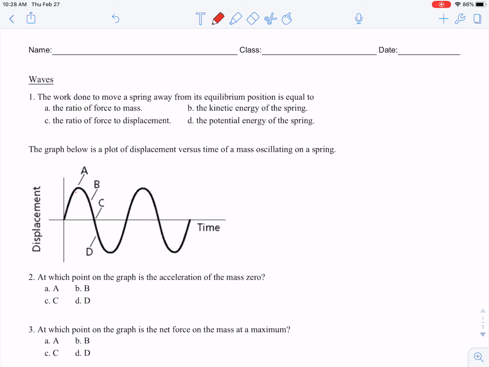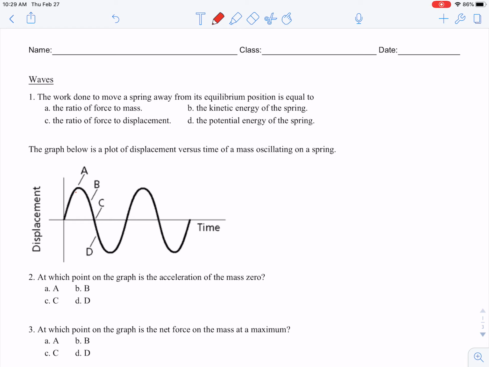All right, let's go back now to the exercises that involve waves. This is the exercise that includes topic 4.1 and topic 4.2. All right, let's start. The work done to move a spring away from its equilibrium position is equal to A, B, C, or D. If you look at the choices, you will be left with the most possible answer, kinetic energy or potential energy.